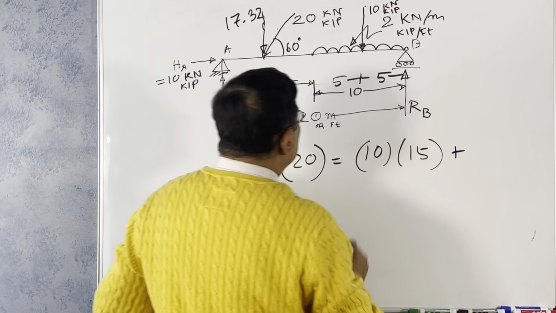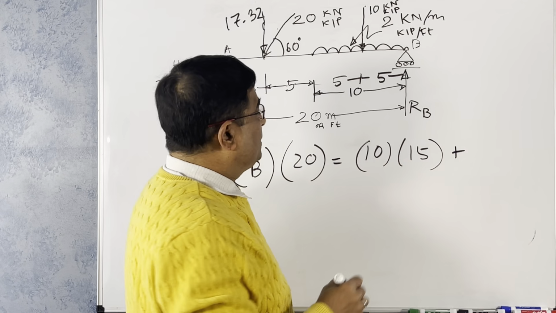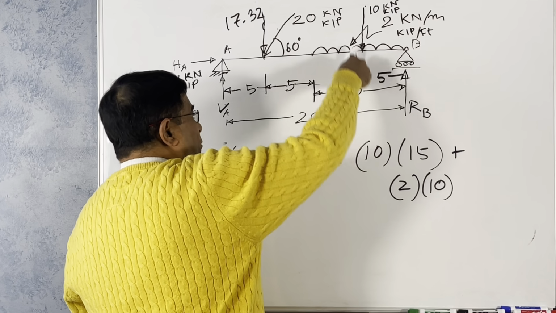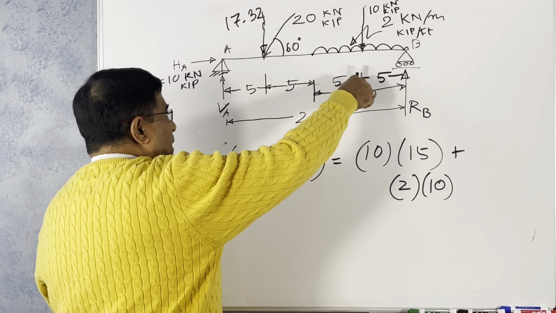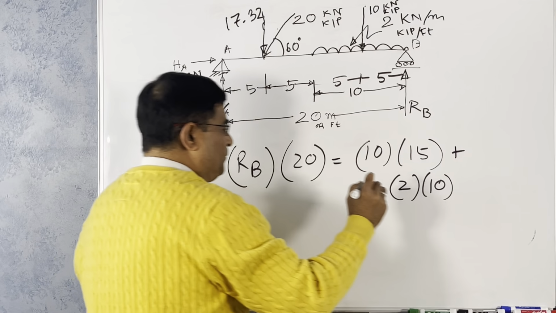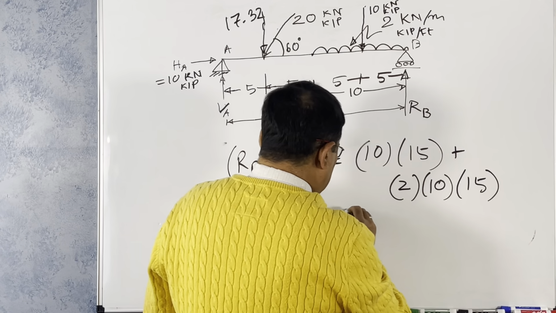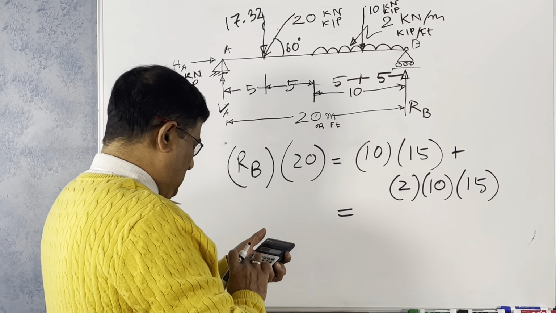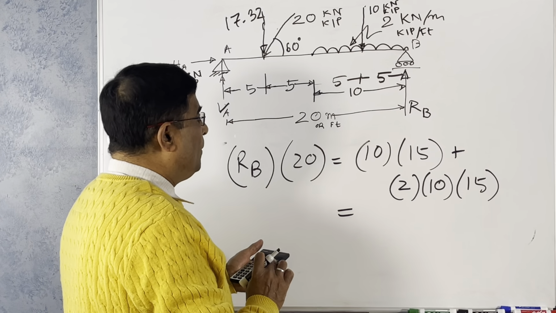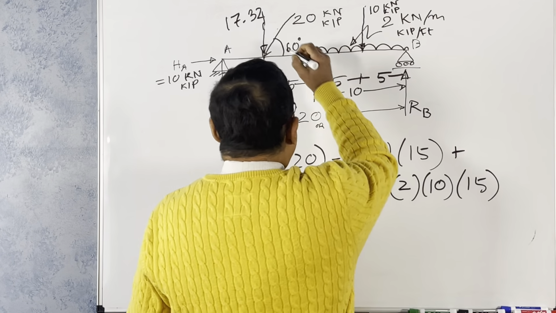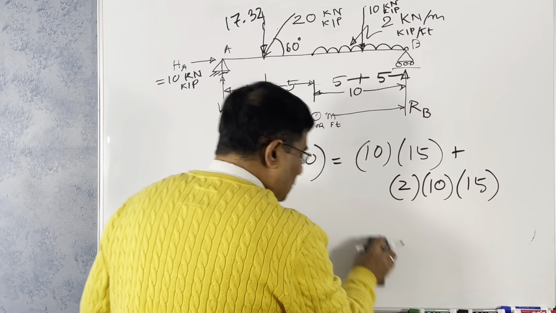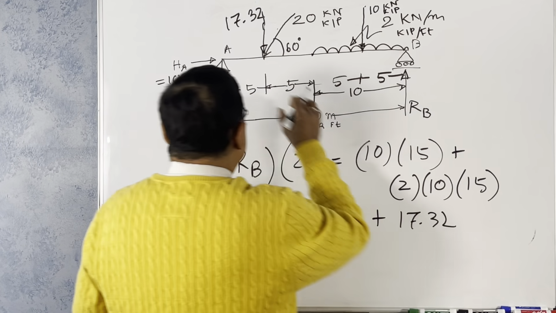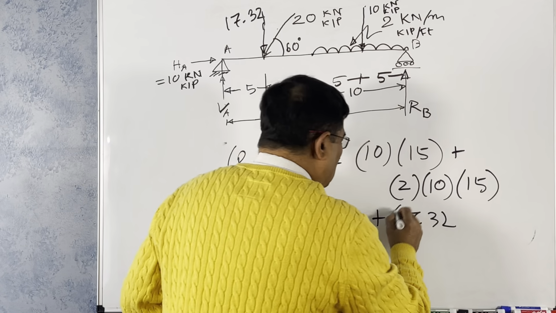Then plus, you have the UDL of 2 kilonewton or 2 kip per feet times 10, so it is 2 times 10. Where is it acting? The resultant will act here, at a distance from here to here of 5 plus 5 plus 5, 15. So what is the right hand side? The right hand side is 150 plus, there's one more force we did not consider, 17.32. We have to consider that also, because I didn't see that. So plus 17.32 multiplied by 5, the distance to there.